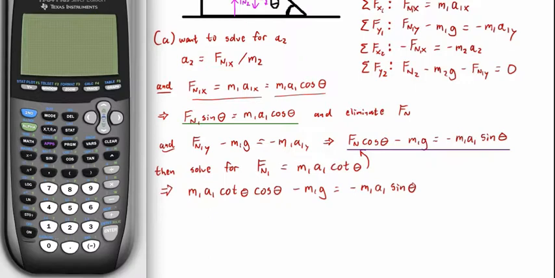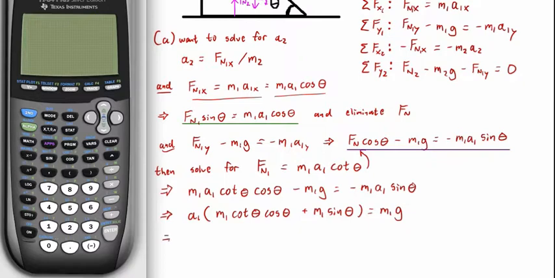Okay. So I'm going to factor out the a1 and move some terms around. So this expression is then going to become a1 times m1 cotangent of theta cosine of theta plus m1 sine theta equals m1g.